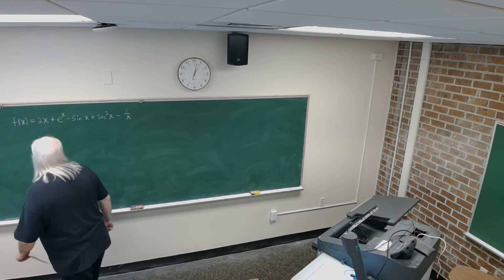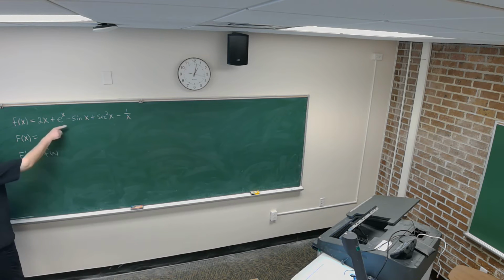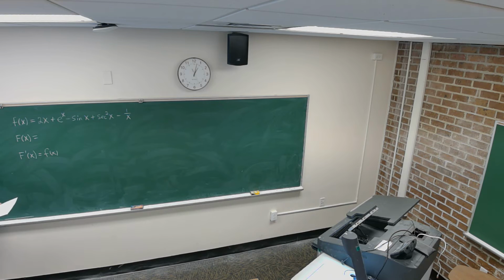Now that's a lot, but there is some function, big F of x, whose derivative is equal to little f of x. So we're going to find that antiderivative and write out the most general antiderivative for little f of x. In doing this, we're going to use the knowledge that we have with differentiation.